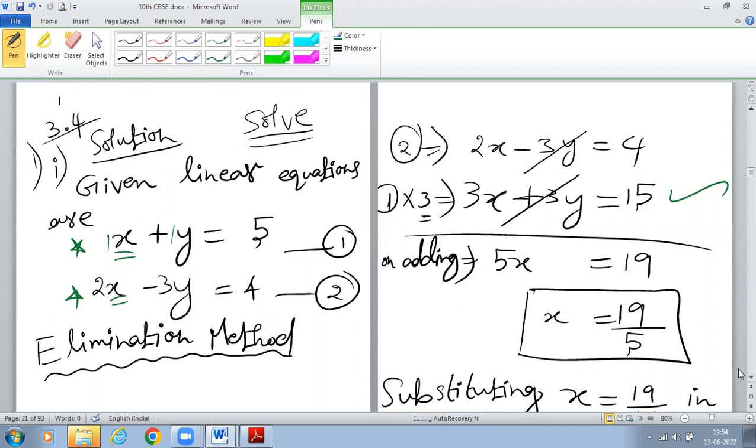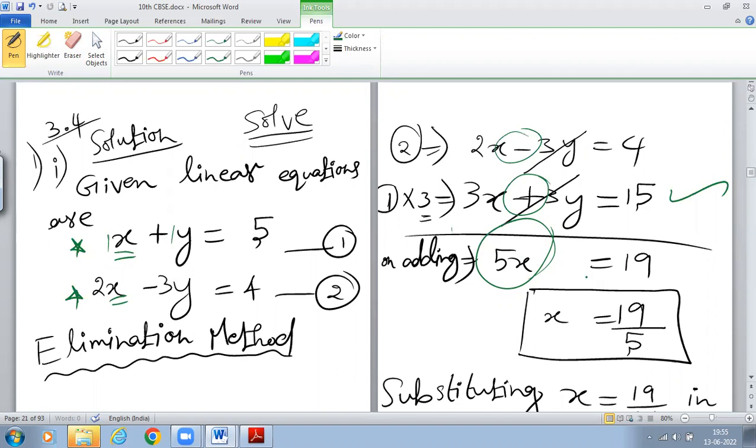Now we got two equations with the same numerical coefficient for one variable. Now we can eliminate that. For eliminating, see here, in this equation the sign is minus, and in this equation the sign is plus. If opposite signs, you have to add the two equations, so that minus 3y plus 3y gets cancelled. 2x plus 3x is 5x, and 4 plus 15 is 19. So the y variable is eliminated.